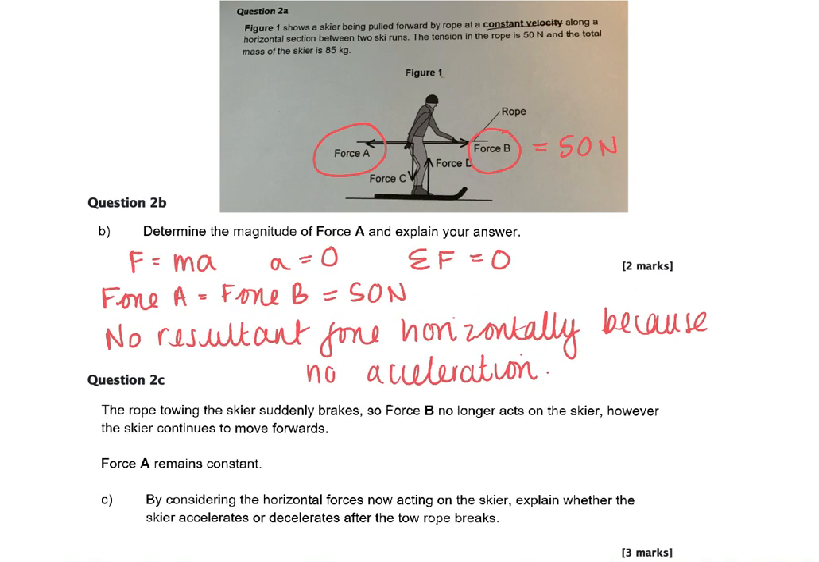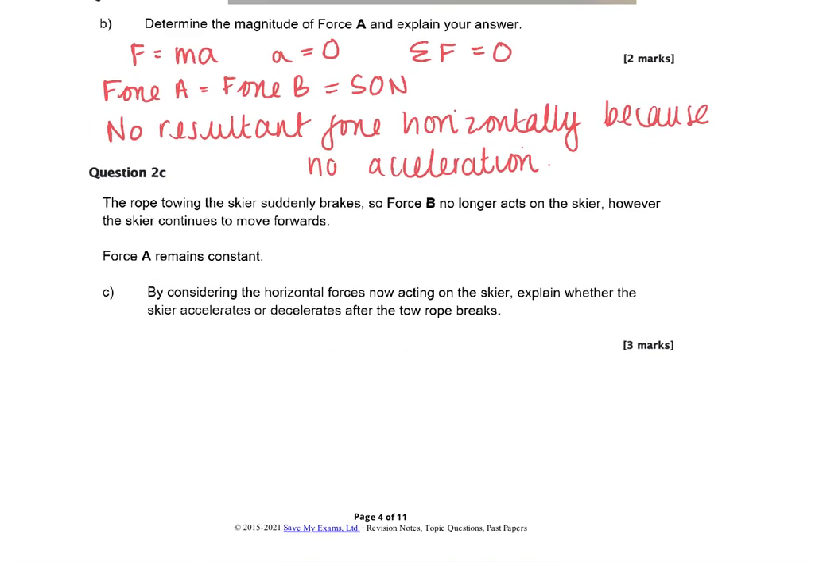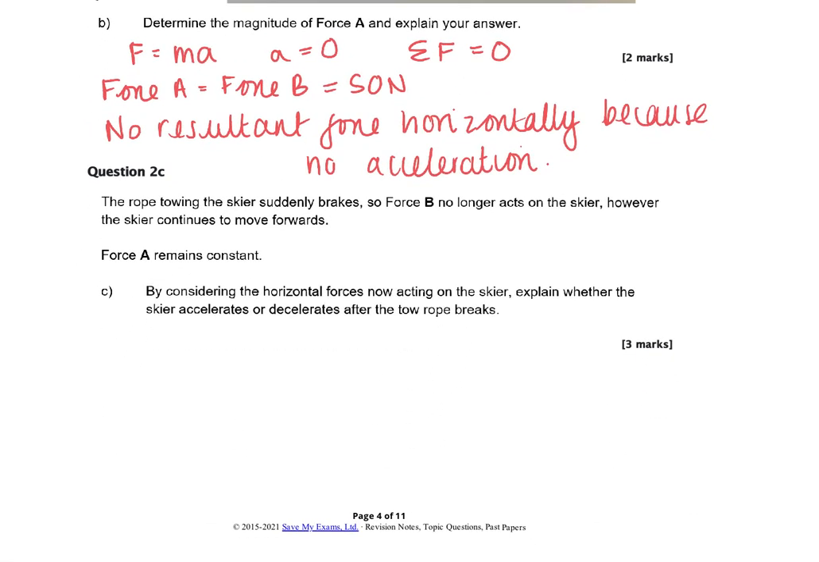Moving on to 2c. The rope towing our skier suddenly breaks, so there is no longer a force B. However, the skier continues to move forwards. Force A remains constant. So force A, if you remember, is the drag on him, what's going backwards. Considering the forces, explain whether he accelerates or decelerates. So you can probably already picture in your head, he's going at a constant speed, the force pulling him forward stops, therefore he is going to decelerate. We just need to explain why.